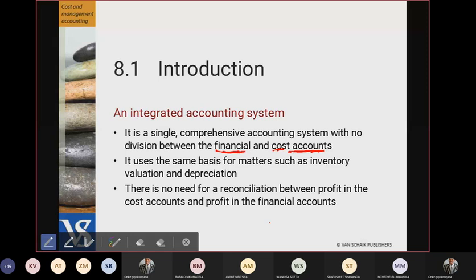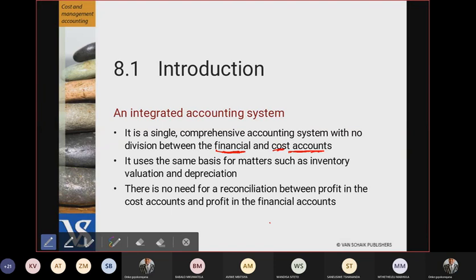But when we are doing the integrated system, it doesn't matter whether it is a financial account or a cost account. We combine those accounts. There is no division between the two. So it means that the administration of those accounts is done in a single house. We don't differentiate between the two. It uses the same basis for matters such as inventory valuation and depreciation. Understandably so, because they are being housed in the same place.